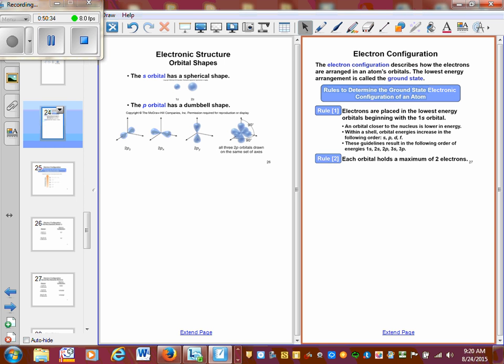So, electrons are placed in the lowest energy orbitals beginning with the 1s. Each orbital holds a maximum of 2 electrons. So we said the s can hold 2. The p holds how many? 6, because there's 3 orbitals. The d holds how many? 10, because there's a 5. And the f holds 14. Okay. I'm going to, well, hopefully I can draw it on the screen here.